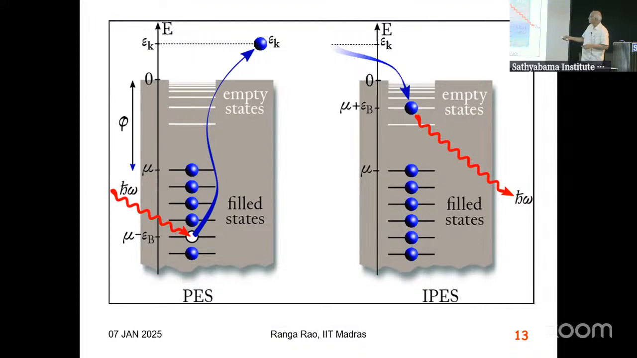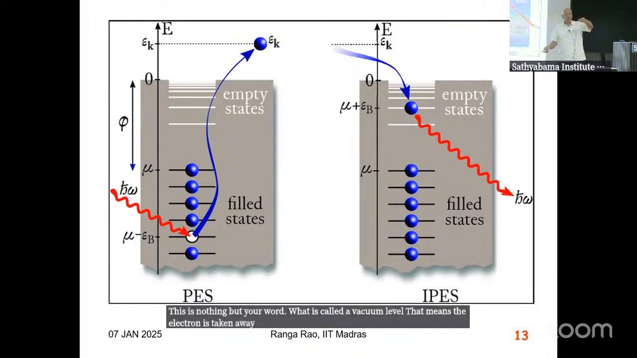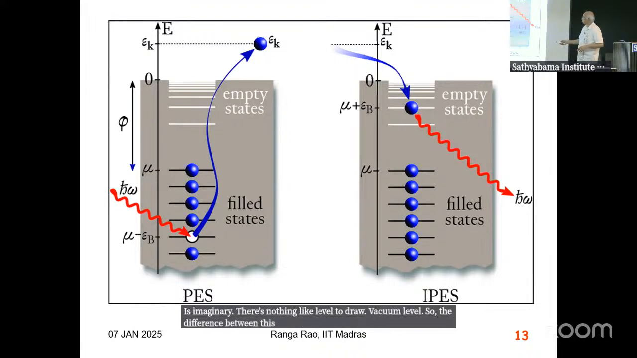This is nothing but what is called the vacuum level. That means the electron is taken away from the influence of the surface from where it is ionized. Now it is free. No more influence is there. That is called the vacuum level. It is imaginary. There is nothing like a level to draw. So the difference between this energy and this energy is nothing but your work function.